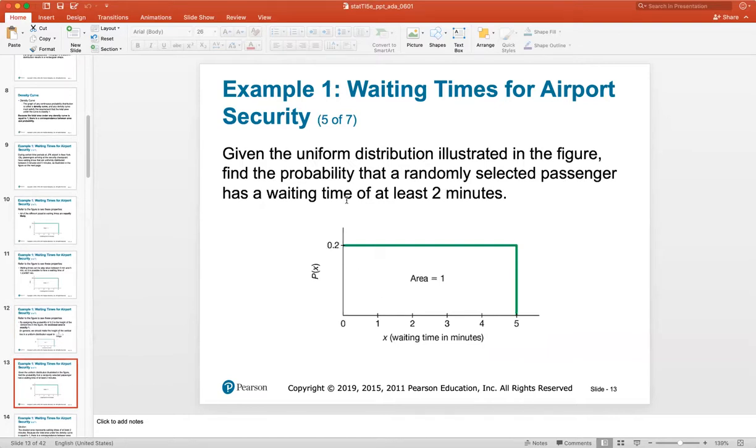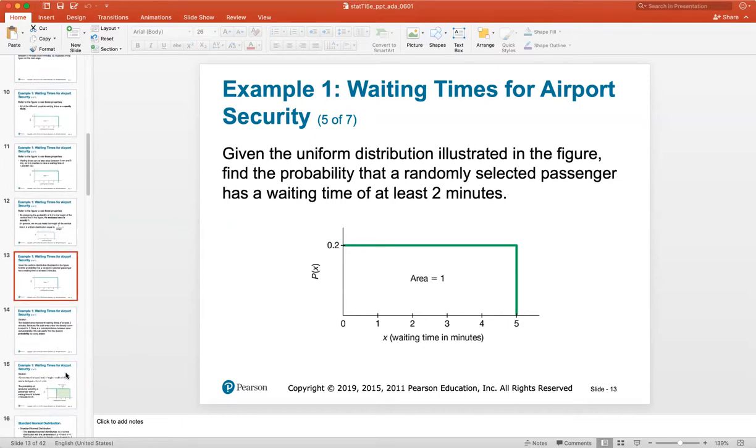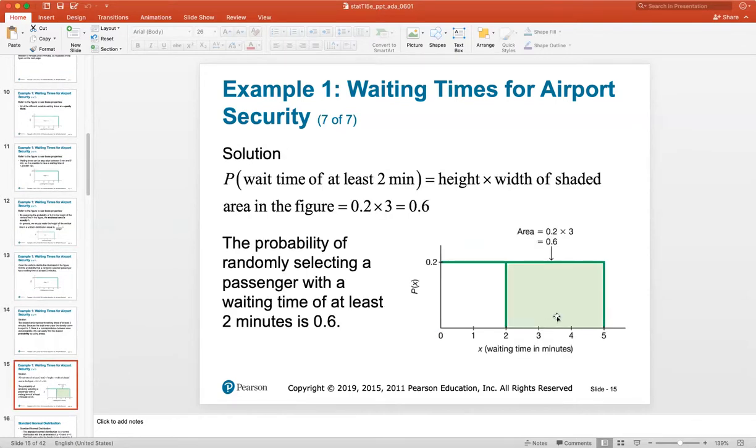Given the uniform distribution illustrated in the figure, find the probability that a randomly selected passenger has a waiting time of at least 2 minutes. The example asks us to find the probability that a randomly selected passenger has a waiting time of at least 2. So we need to find the area from 2 to 5, here to here, which is 3 times 0.2, which is 0.6. So the probability is going to be 0.6, which means 60%.